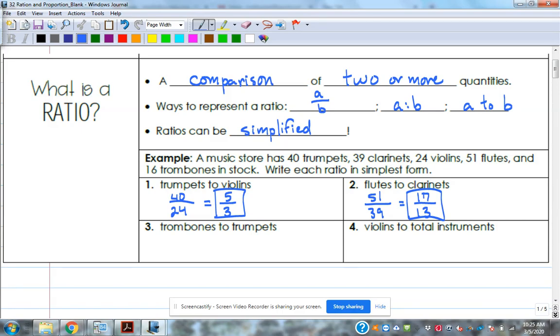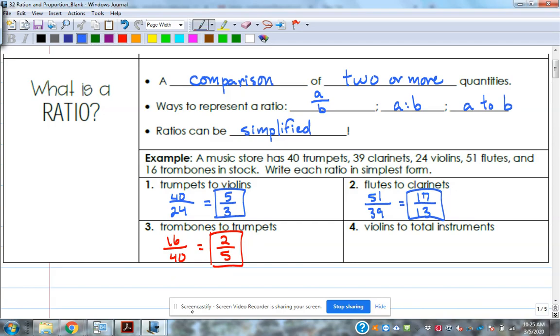Number 3, trombones to trumpets. The brass section here. Trombones on top, so that's 16 and 40, which is 2 to 5. Okay, violins to total instruments.